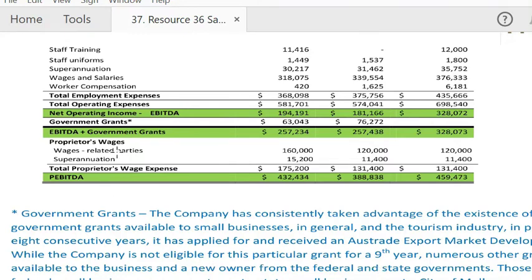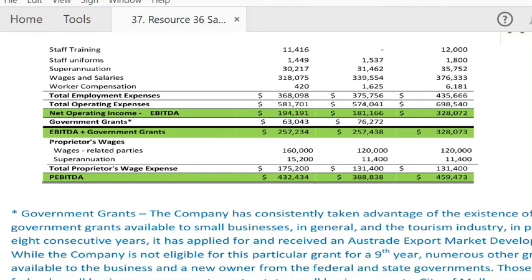So we've got our EBITDA plus government grants, and then here is where we added back our wages. You can see we paid ourselves pretty well in 2015, $160,000. We took a little less by way of wages in 2016 and 2017. Therefore, we came out with a PBITDA of $432,000, $388,000, and $459,000 in 15, 16, and that projected 2017 numbers. So the next thing we did was punch this information into Alan's valuation tool.